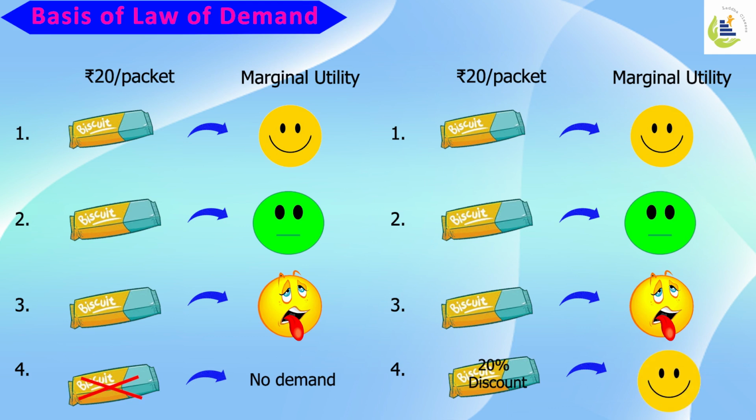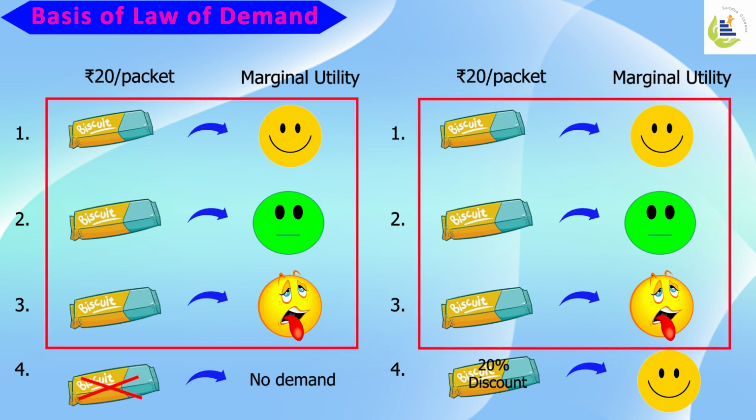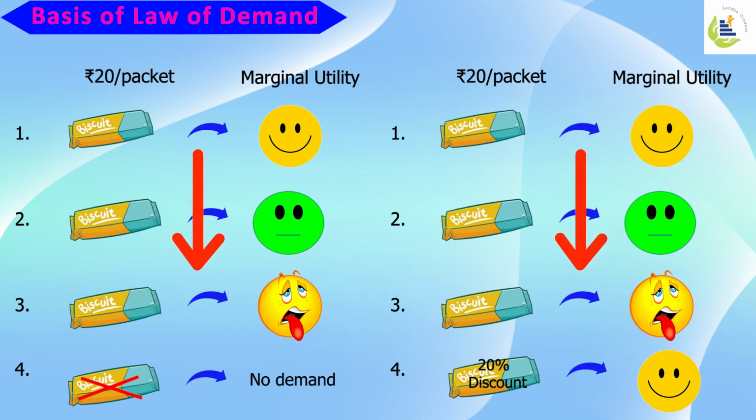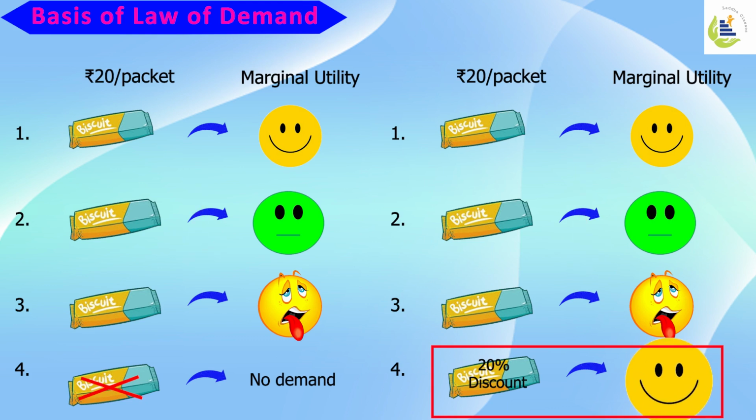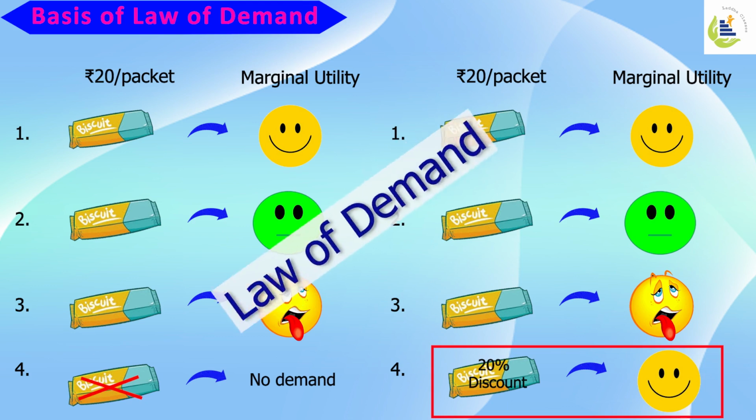So what do you understand? For the same price, if I keep on buying more and more of the same quantity, my intensity of demand or my happiness or my marginal utility from that commodity is reducing, because when compared with price, it is going down. So if I reduce the price, again I see this marginal utility is attractive and I tend to demand more of it since the price has reduced. And that is the very basis of the law of demand.